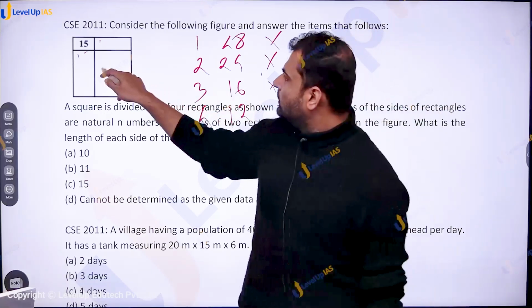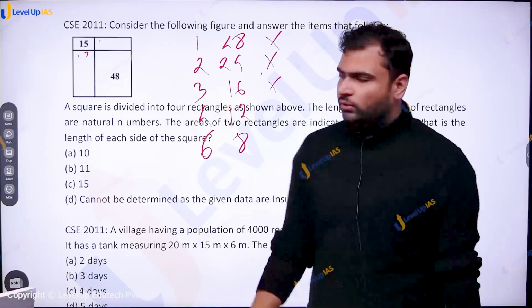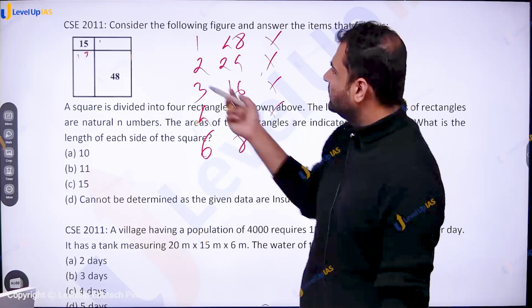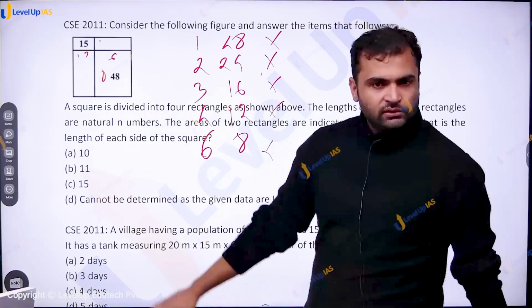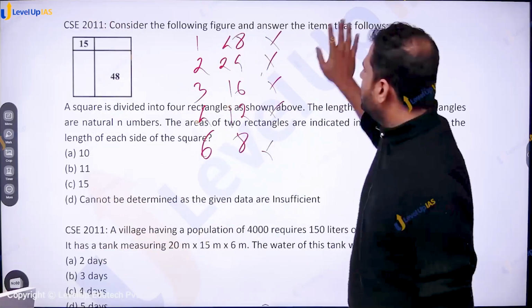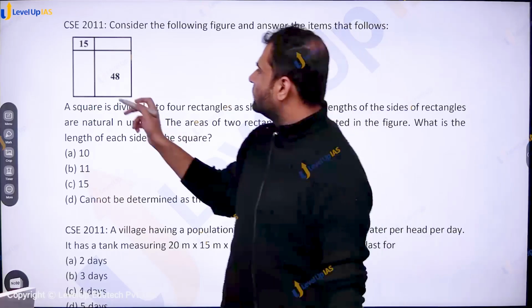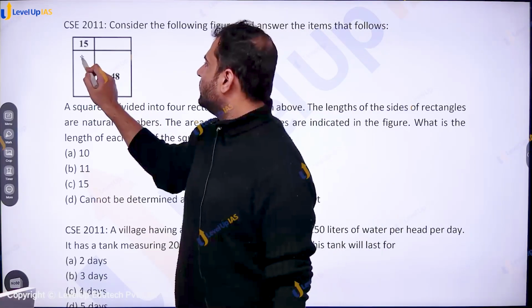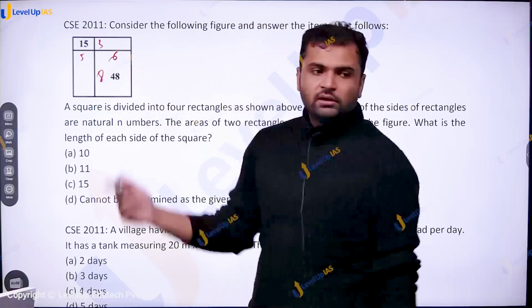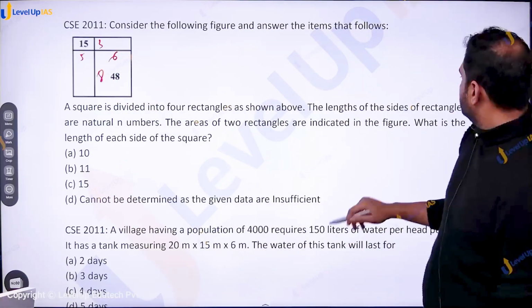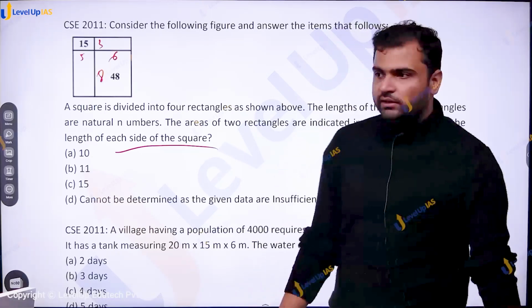4 and 12, 13 and 19. So no. Similarly 6 and 8, this is 9 and this is 21. So no. Only possibility was what we got. Yes, this is 5, this is 3, this is 6, this is 8. So what is the question? What is the length of each side of the square? 8 plus 3, 11 is the answer.